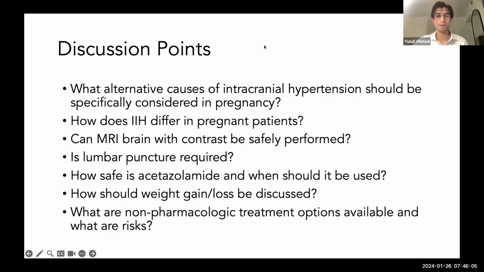Before I get into the case, I'd like to just prime the audience with a few discussion points. The first being, what alternative causes of intracranial hypertension should specifically be considered in pregnancy? How does IIH differ in pregnant patients? Can MRI brain with contrast be safely performed? Is lumbar puncture required? How safe is acetazolamide and when should it be used? How should weight gain and loss be discussed? And lastly, what are non-pharmacologic treatment options that are available and what are the risks?